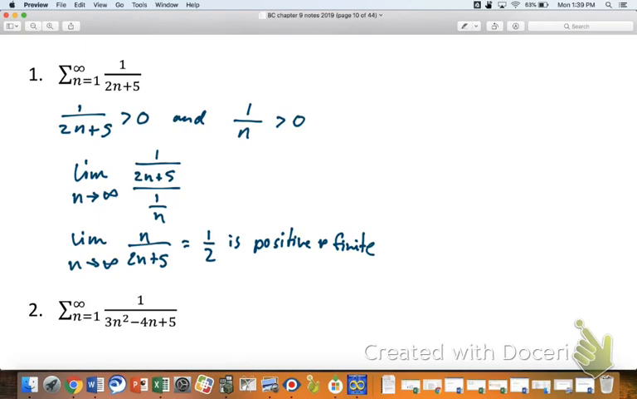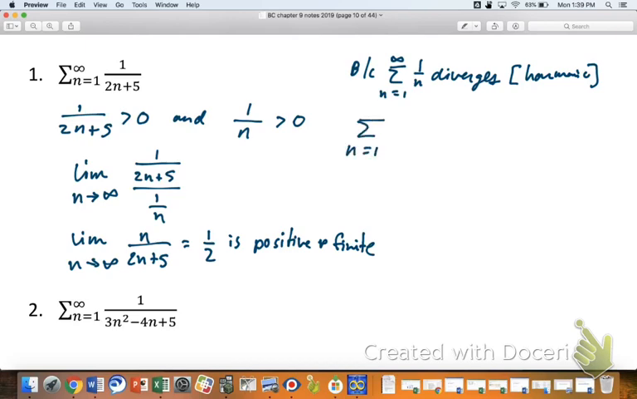Make sense? So I can come over here and conclude and say, because sigma from n equals 1 to infinity of 1 over n diverges, and that would be because it's harmonic maybe, or p equals 1, or p-test, or integral test, whatever you chose to use, the original series also diverges because of limit comparison test. Okay.